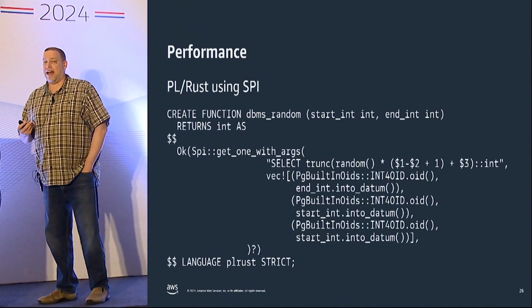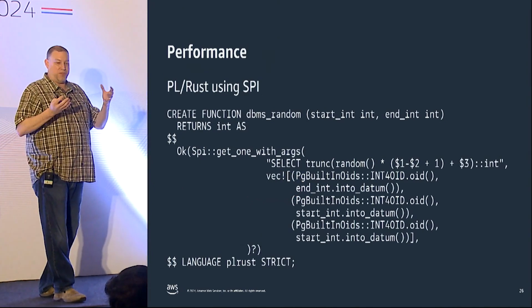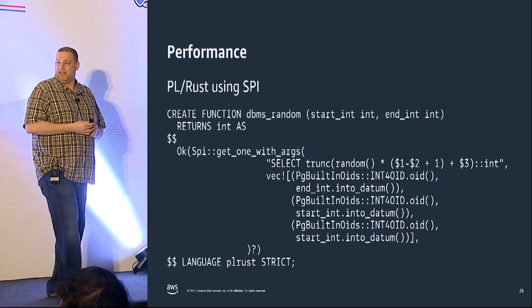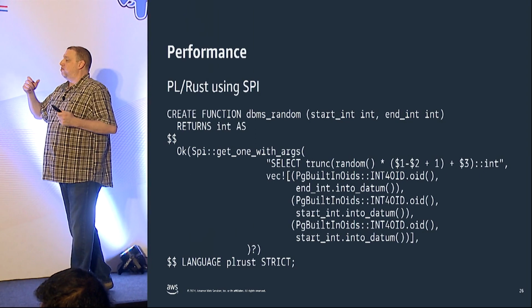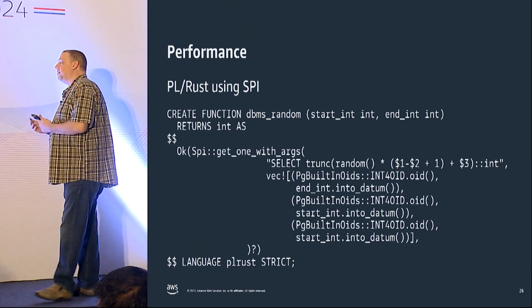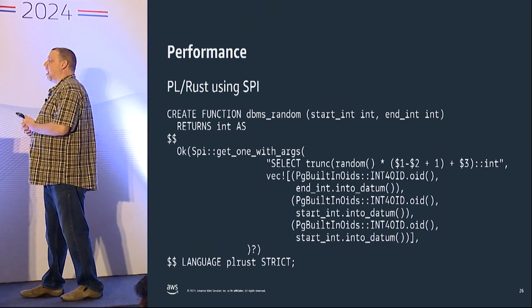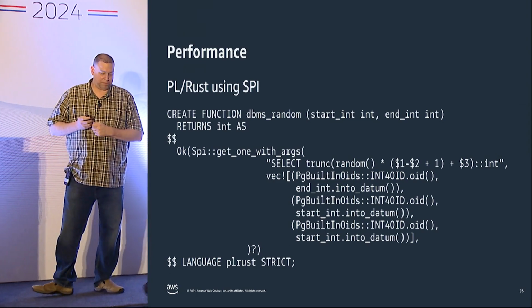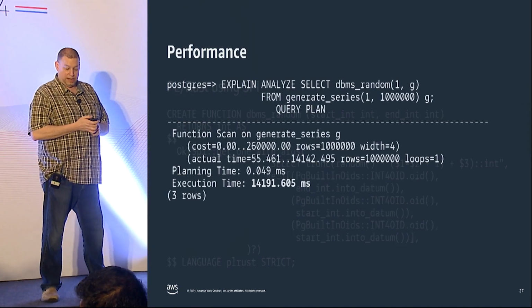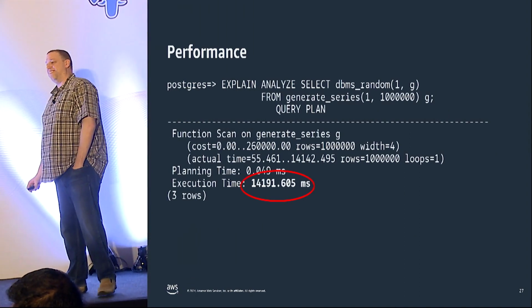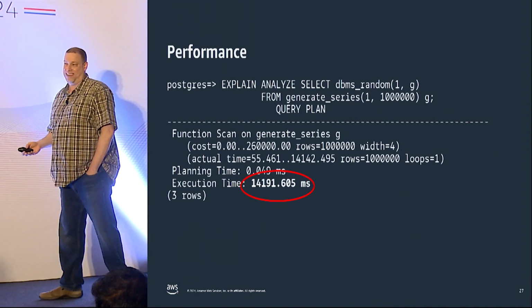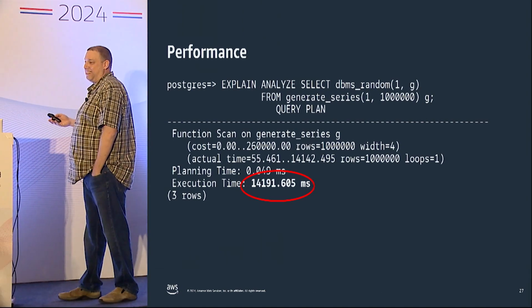So what if we took that exact same thing but ran it through SPI with PL Rust? So we take that as a select statement, run that same trunc random, and send in the values for the start int and end int. Running it that way, it's 14 seconds. Not much faster. So it's actually significantly slower.